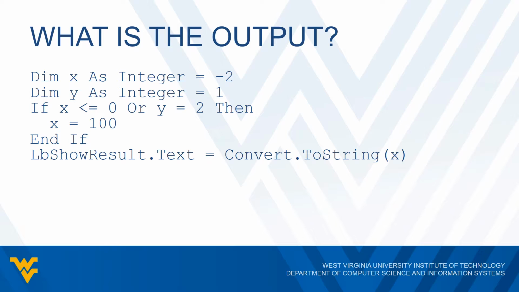In this example, we see that we have several conditions in our if-then statement. So we're going to check to see if x is less than or equal to 0 or y is equal to 2. So with that said, I want you to tell me what the output is going to be.